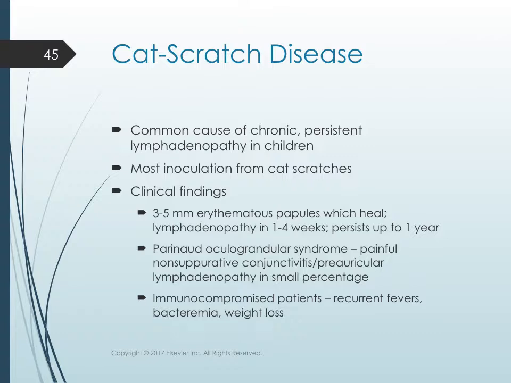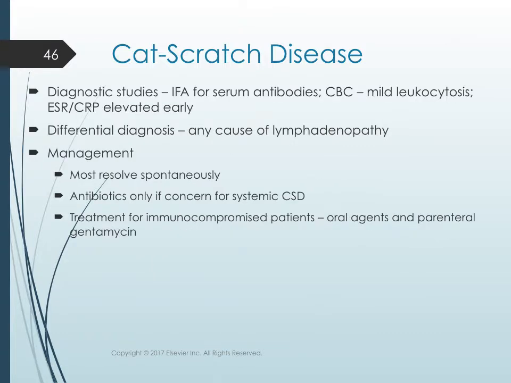It can lead to Parinaud oculoglandular syndrome, which is painful non-suppurative conjunctivitis with preauricular lymphadenopathy. In immunocompromised patients, it can cause more severe symptoms. There is a diagnostic test for this, and most cases will resolve on their own. But if there was a concern for systemic spread of infection, you would treat with antibiotics. So just be aware that this can be the cause for persistent lymphadenopathy.